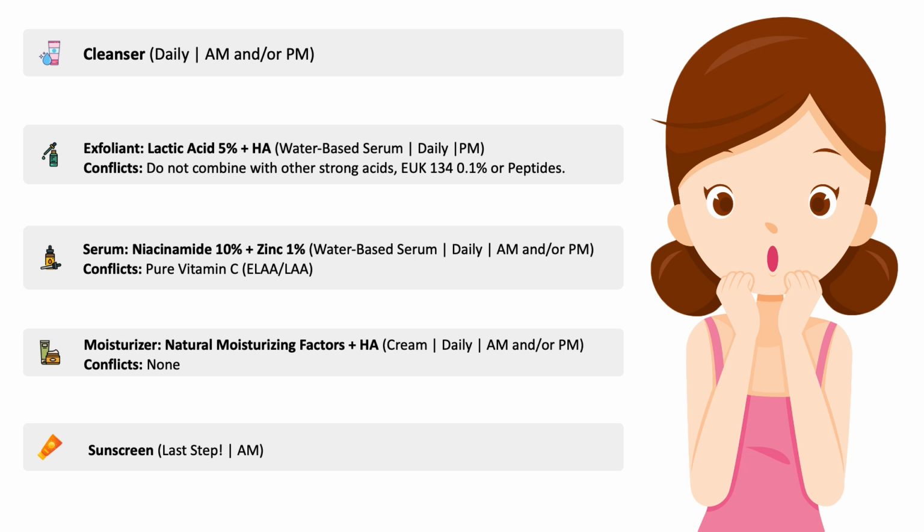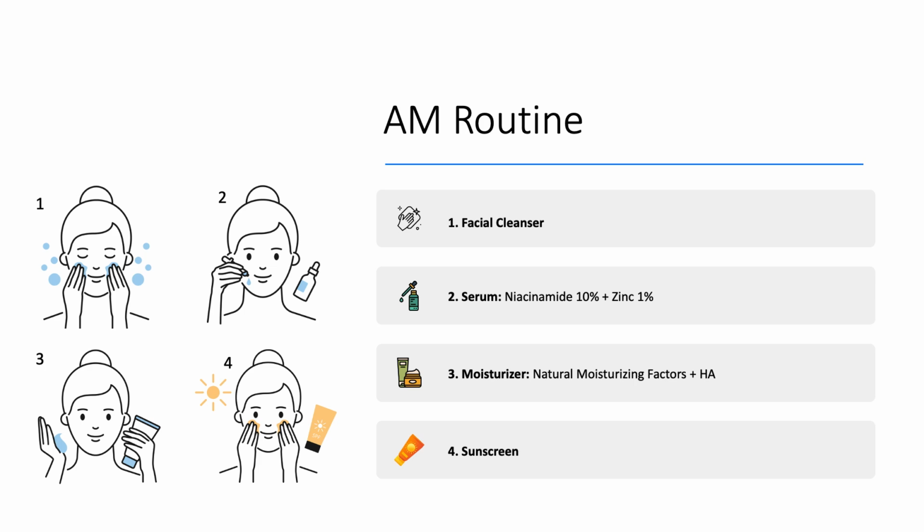And the cornflakes again, in this case also pure forms of vitamin C. Then for the moisturizer, I went for the natural moisturizing factors, which is a cream. I can use it daily in the morning and or evening. And it has also no conflicts. And lastly, my sunscreen, which is always the last step in your skincare routine, and I'm going to use it in the morning. Now here's also an example how my AM skincare routine would look like.